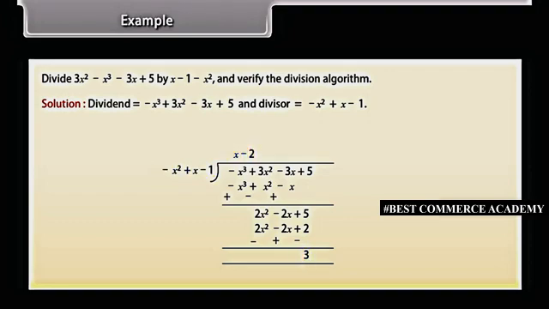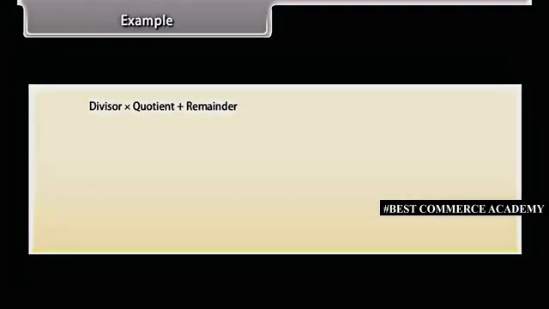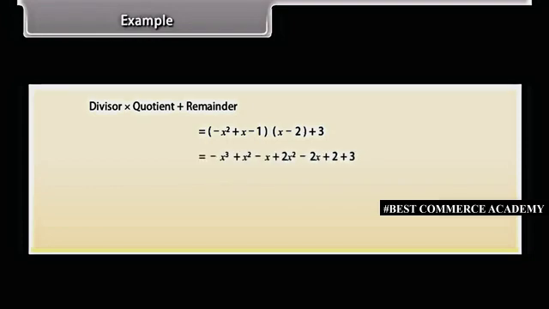Now to verify, let's see whether divisor times quotient plus remainder is equal to dividend or not. So, divisor times quotient plus remainder is equal to (minus x^2 plus x minus 1) times (x minus 2) plus 3, equals minus x^3 plus x^2 minus x plus 2x^2 minus 2x plus 2 plus 3, equals minus x^3 plus 3x^2 minus 3x plus 5, which is equal to the dividend, hence verified.